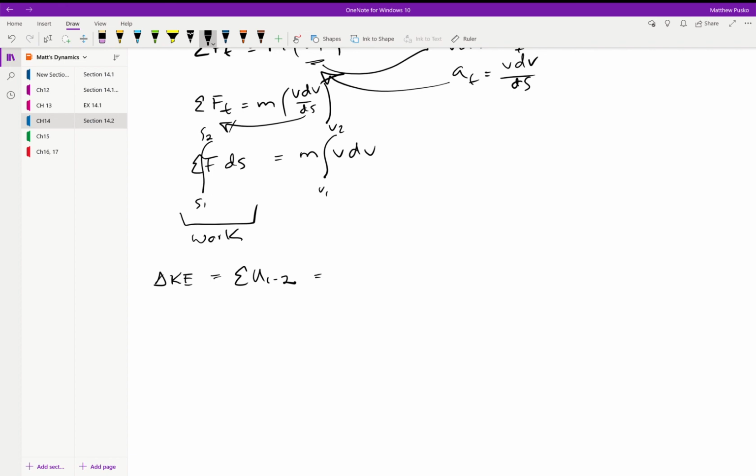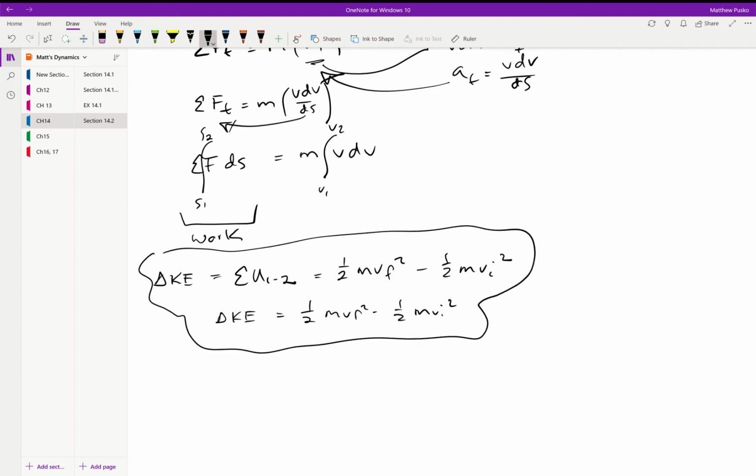Integrating the right side gives us 1/2 m v final squared minus 1/2 m v initial squared. So we can say the change in kinetic energy is equal to work, or 1/2 m v final squared minus 1/2 m v initial squared. Sometimes we want to know how much work was done. We can do that just knowing the change in velocities, if that is also defined as the change in kinetic energy.